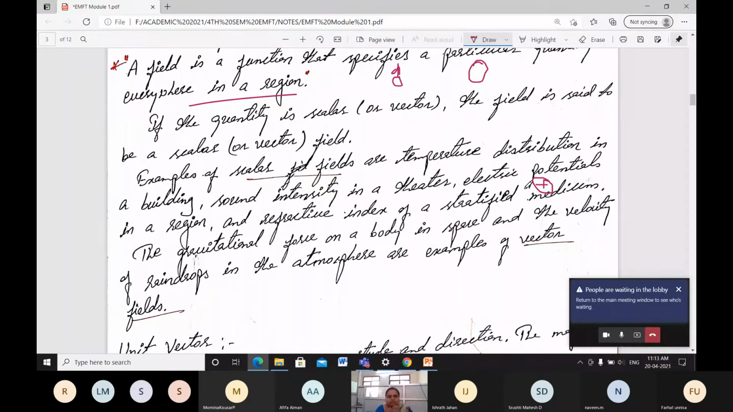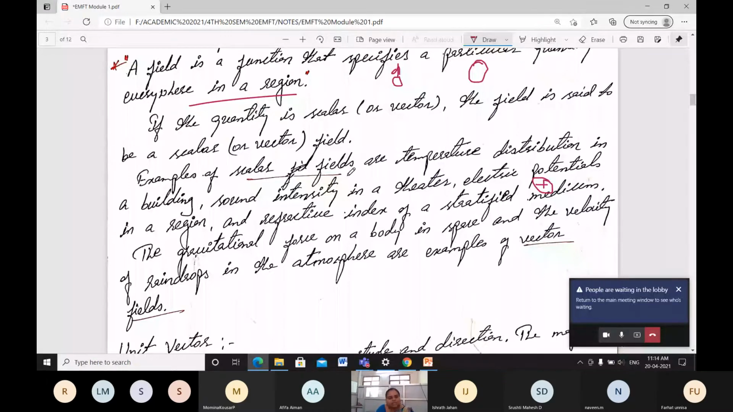On copper, whichever things you use, if you go for a copper cylinder, the winding you use is based on that. Then the refractive index of a stratified medium. These are all some of the examples of scalar fields.